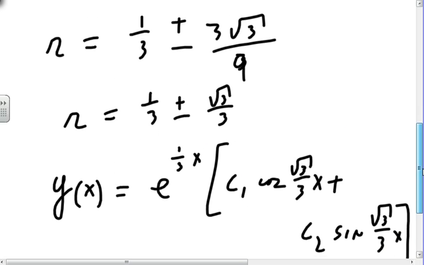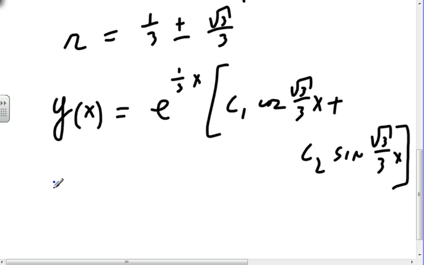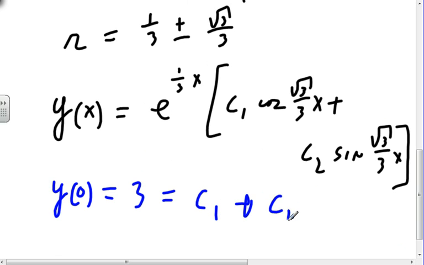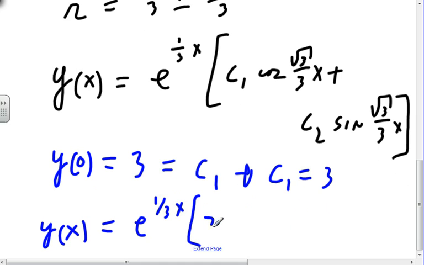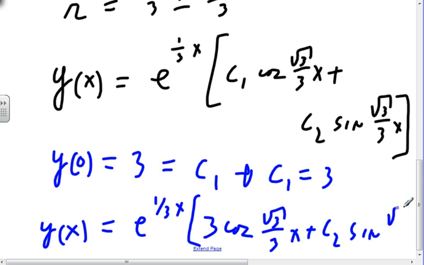Okay, now I'm going to apply an initial condition and say y at 0 is 3. Okay, so this becomes a 1, that becomes a 1, I get a C1, that becomes a 0. So that implies very strongly that C1 is 3. So my equation becomes y of x equals e to the 1/3 x, 3 cosine the square root of 3 over 3x plus C2 sine the square root of 3 over 3x.